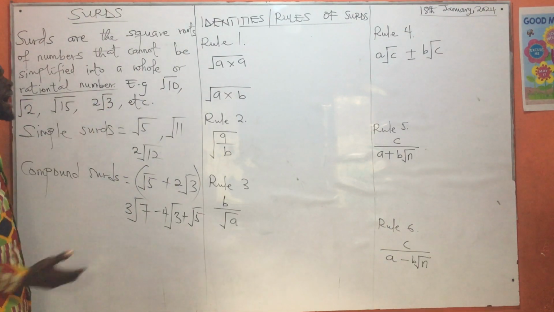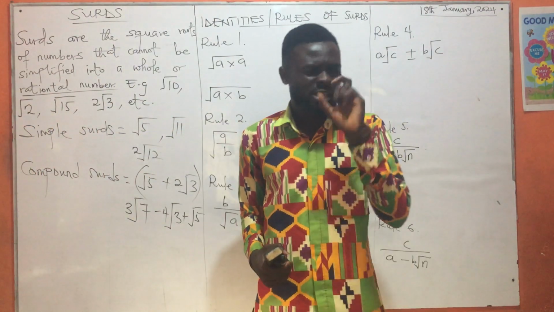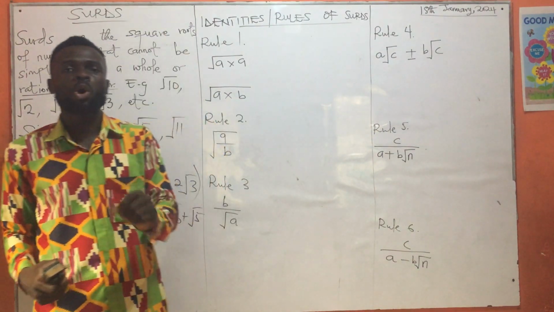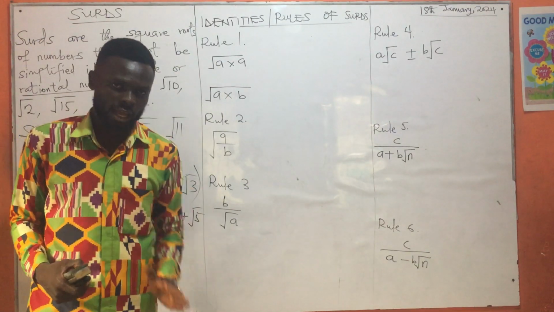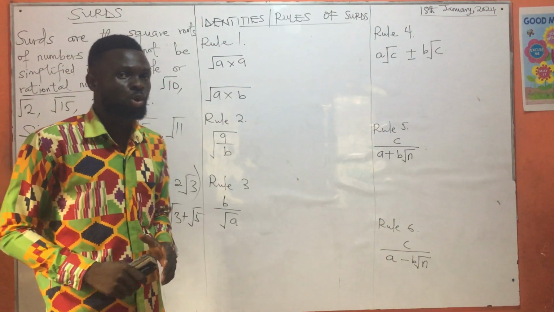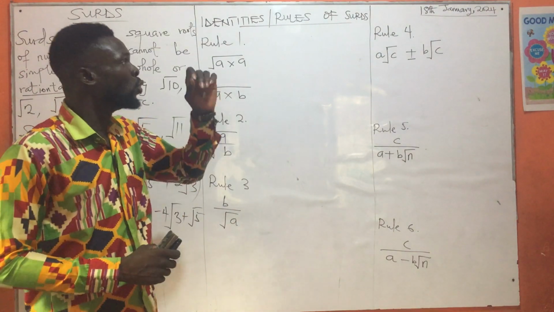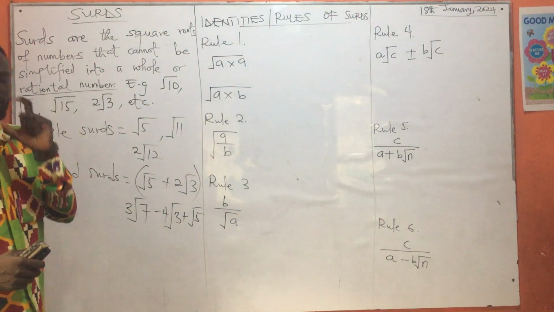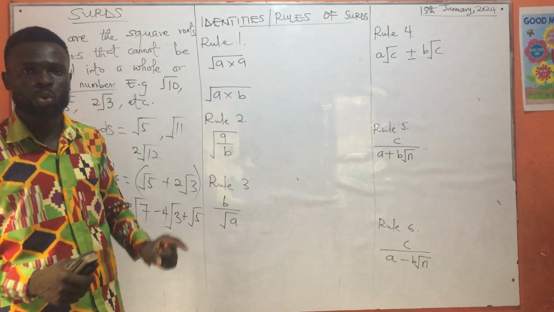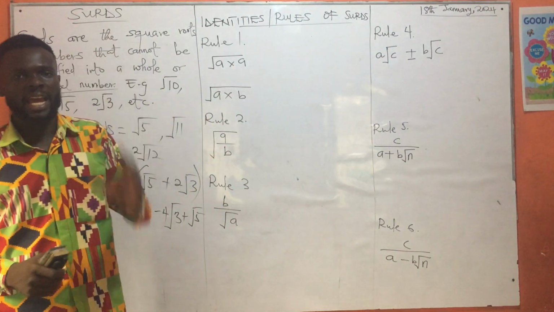So examples are what we have given. Now, before we can simplify surds, before we can evaluate surds, we need to know the rules governing surds, or the identities in surds. So let's quickly go through the rules for today. The next time we meet, we'll look at how to simplify surds. It is very, very important to know each rule, which is going to help you to solve or simplify any given surd.